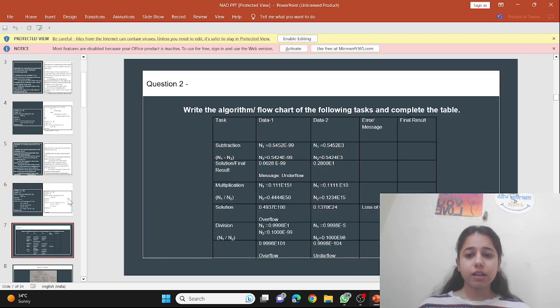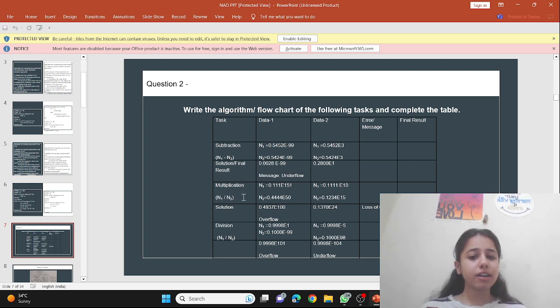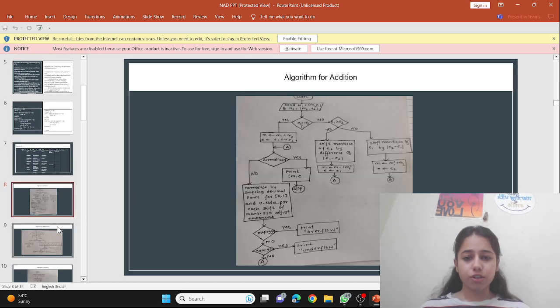Now, so here our question 1 ends. I hope you all understand. Let's start with the question 2. Write the algorithm or flowchart of the following task and complete the table. You can see this table here. We have to write the algorithm and also the flowchart of all these tasks given: addition, subtraction, multiplication, division. Data is also given. So let's begin with the solution.